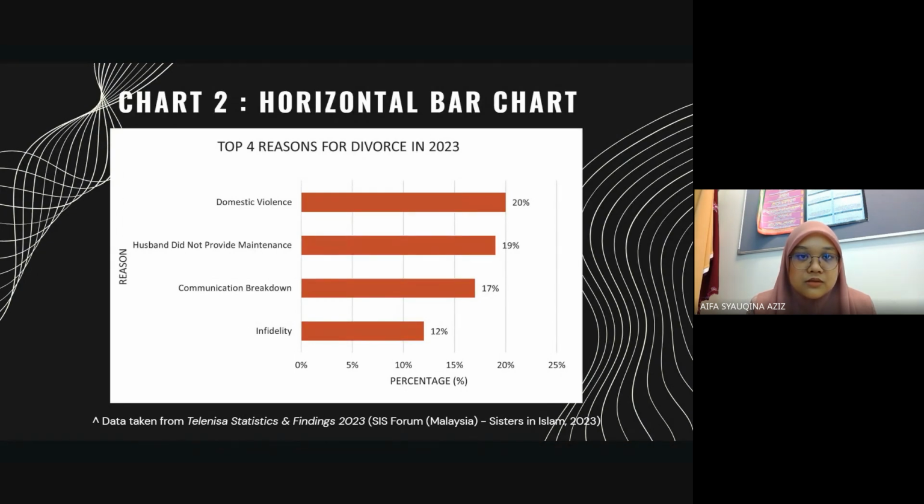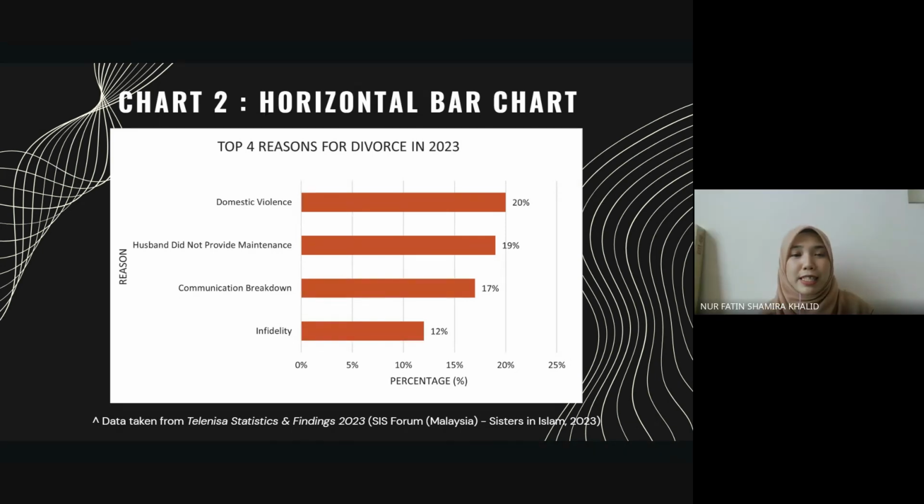The most common reason is domestic violence at 20% of the cases. This is a serious issue that puts people's safety at risk. Many victims try to fix the situation or stop the abuse, but when nothing changes, divorce becomes the only way for them to protect themselves or to protect their children.